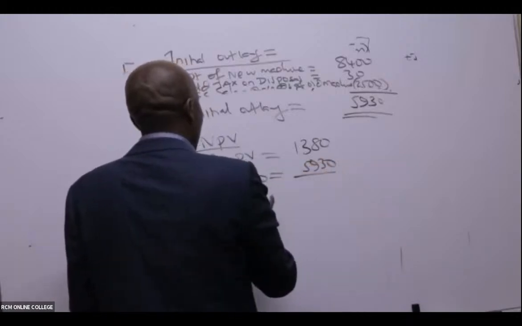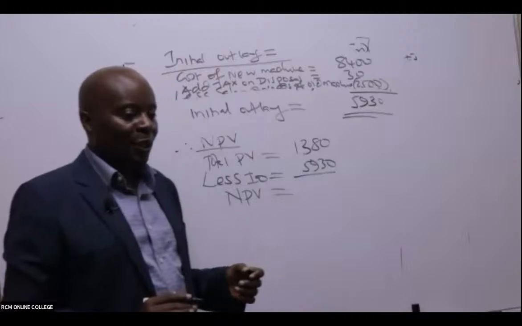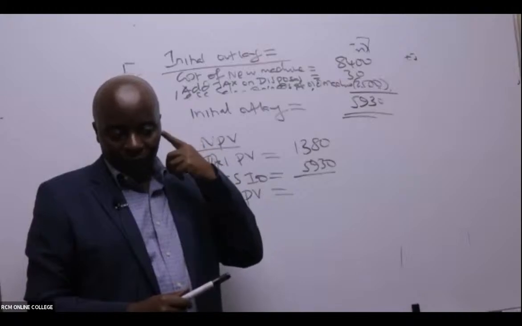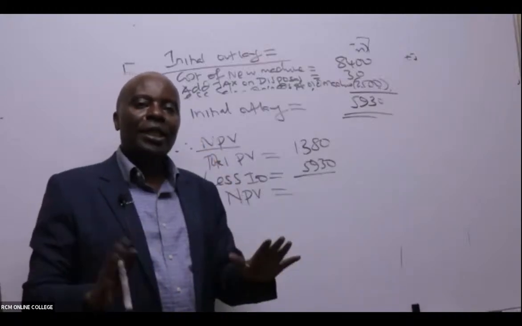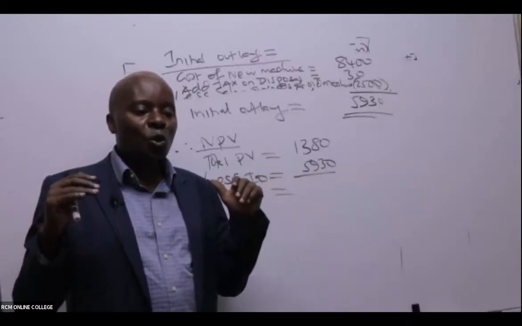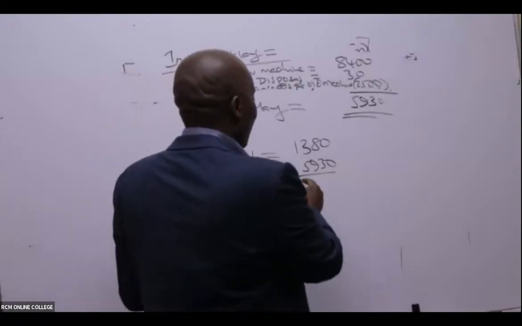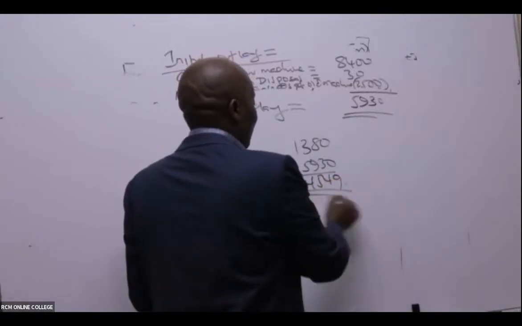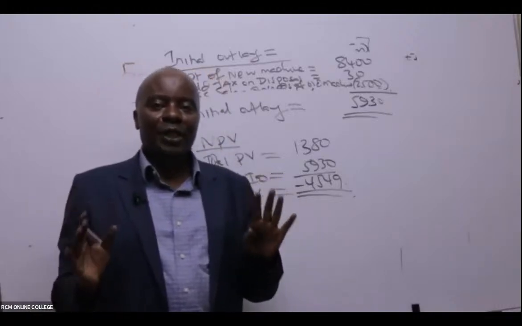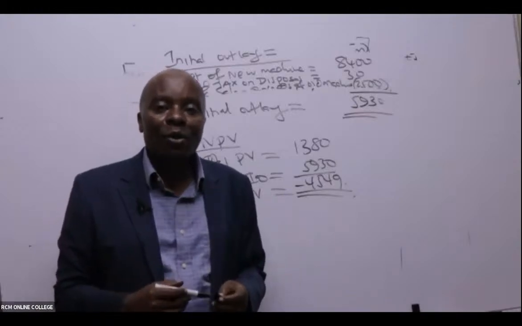So the NPV, the net present value, will be negative something, isn't it? So in that case, don't buy the new machine. Don't replace. That's an exercise in futility because you're going to lose. Negative 4,549. And that is it. The investment in a new machine is not viable.